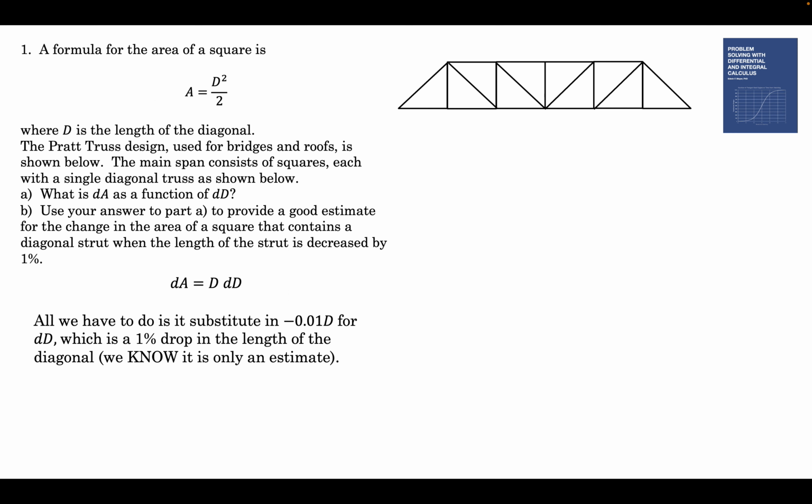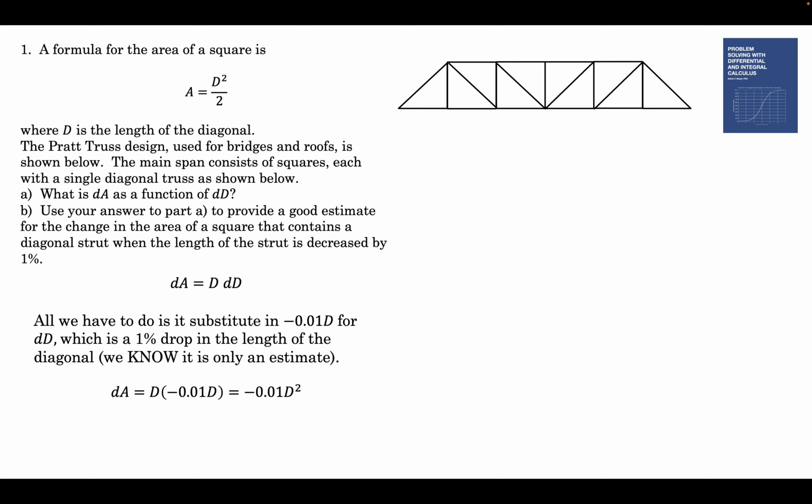That's the change. And we're going to substitute in for dd. We really shouldn't do that, we know it's only an estimate. We know that. So we have this. There's d and dd. And we get minus 0.01 d squared.